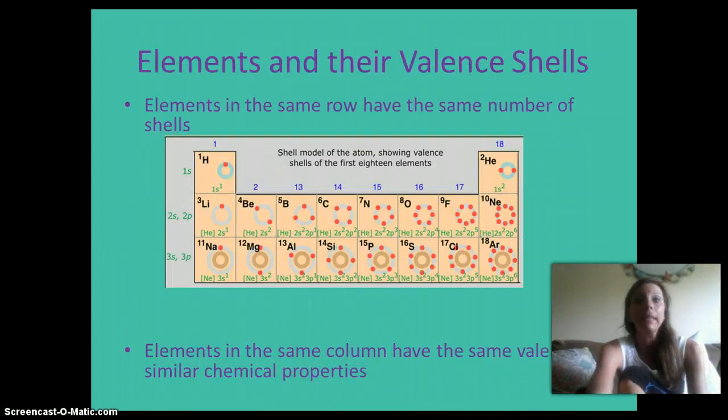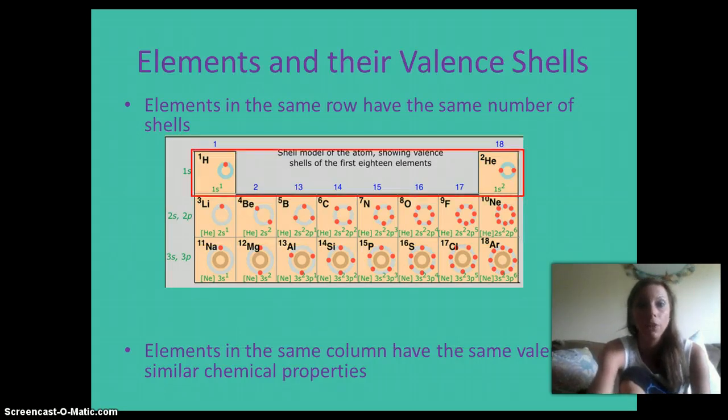So elements and their valence shell. Elements in the same rows are going to have the same number of shells. So if you look here, hydrogen and helium, they are in the same row. They are going to have the same number of shells, which is 1. We have elements in the second row. They are going to have the same number of shells, which is 2.